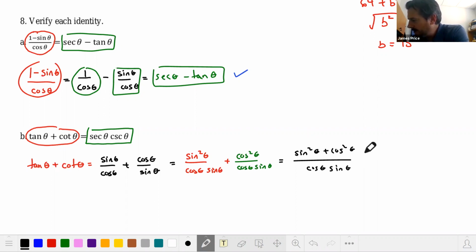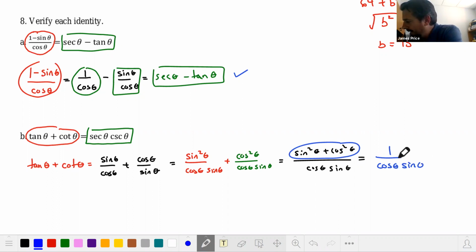And so that's equal to, by my Pythagorean identity, the famous one, sine squared theta plus cosine squared theta is the number 1. And so on top, I have a 1 divided by cosine theta times sine theta on the bottom. And I see where I'm going here, guys. Look at this, you kind of know where you're heading. So remember, secant theta is 1 over cosine theta.